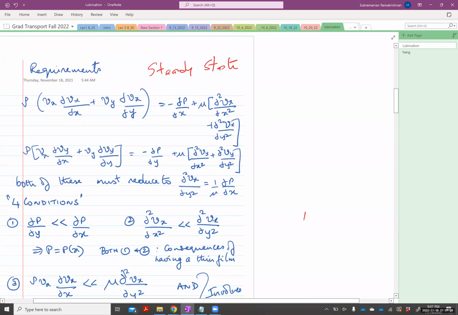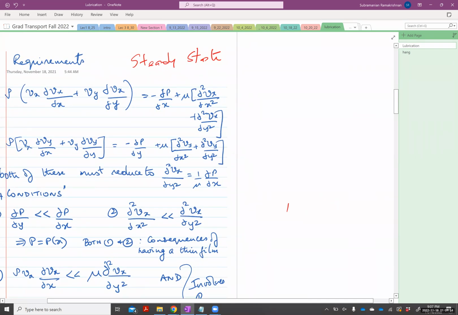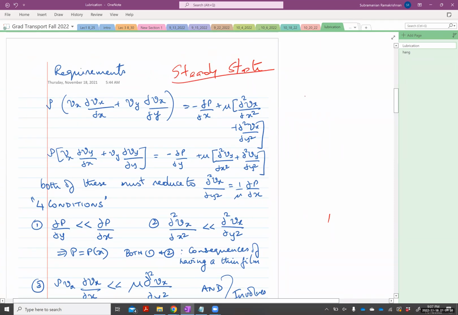Basically, what is given here is steady state, so you neglect the time derivatives. This is the x Navier-Stokes, and this is the y Navier-Stokes. All of this should just reduce to this.